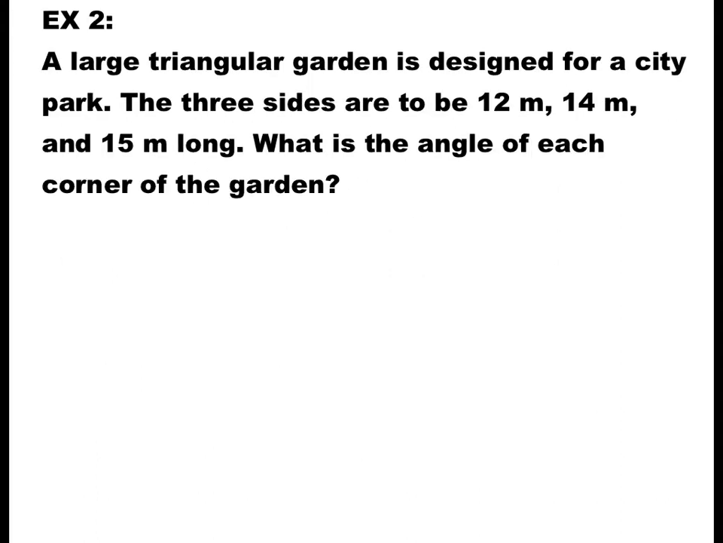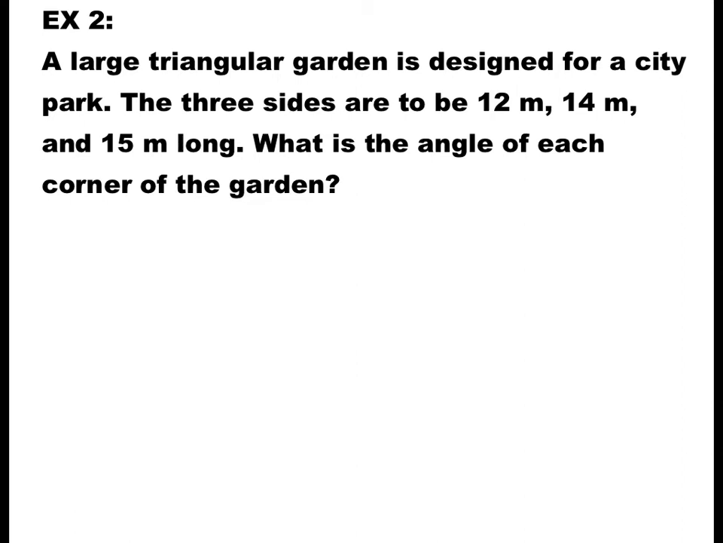Okay, the last example is we have a large triangular garden which is designed for a city park. The three sides are to be 12, 14, and 15 meters. What is the angle of each corner of the garden? This means you have to find the interior angles of this triangle.